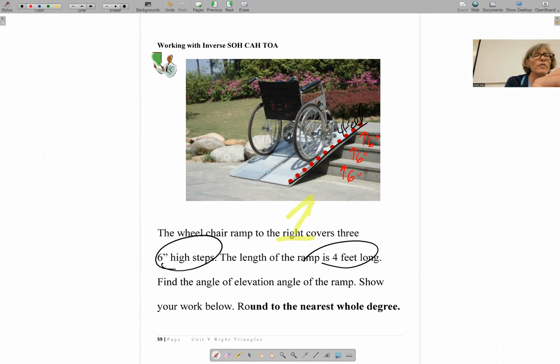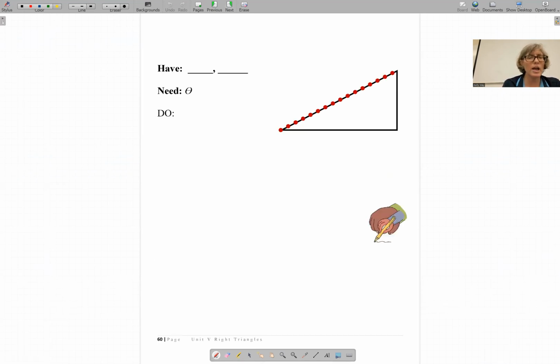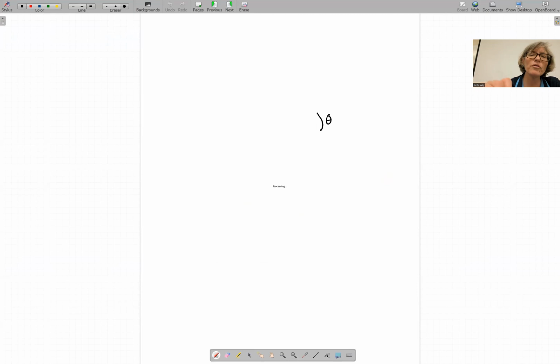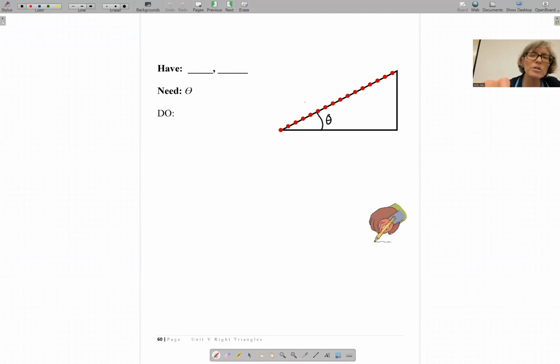Find the angle of elevation. That's horizontal going up. So the angle of elevation would be this angle right there. That's what we're looking for. Let's kind of resketch our diagram here. Our angle of elevation is right there. We are told that the ramp itself is 4 feet long. So this is 4 feet.